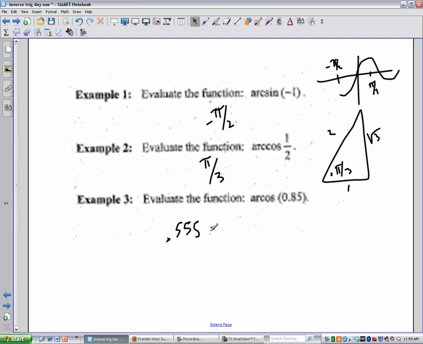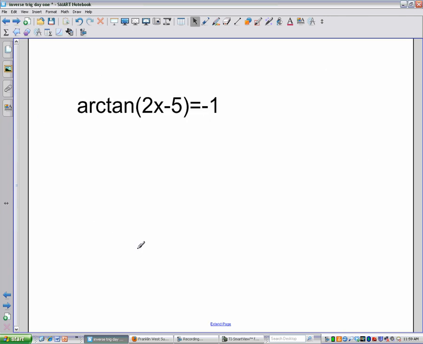0.555 radians. Okay, there you are. So that's how those work. We might have a problem like this: the angle whose tangent, the arctan of 2x minus 5 equals -1. So what we need to find out is what angle has a tangent of -1.